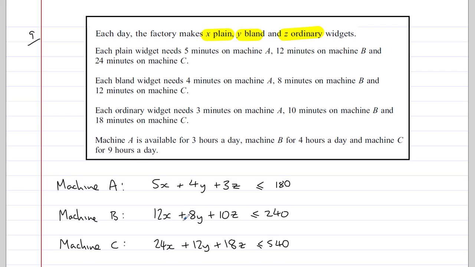Now that we've got our 3 inequalities, let's make sure we simplify all of them. For machine B, we can divide everything by 2, which gives 6x plus 4y plus 5z is less than or equal to 120. For machine C, we can divide everything by 6 to give 4x plus 2y plus 3z is less than or equal to 90.